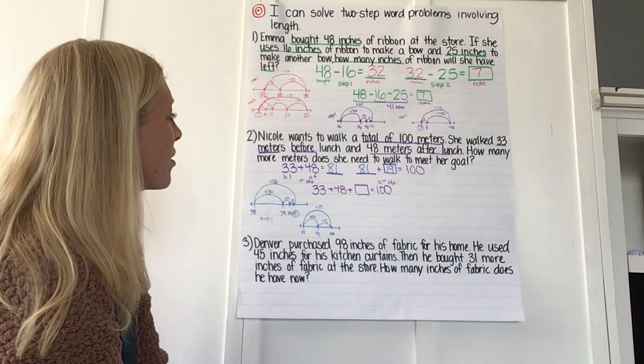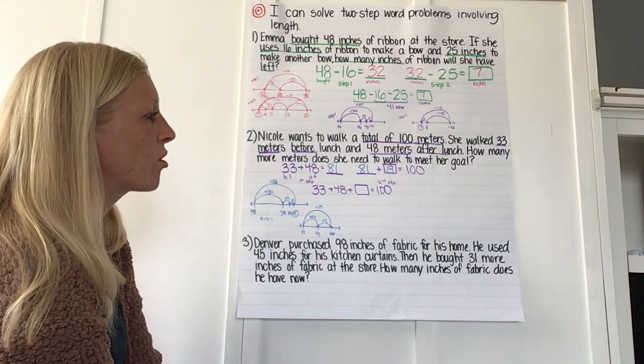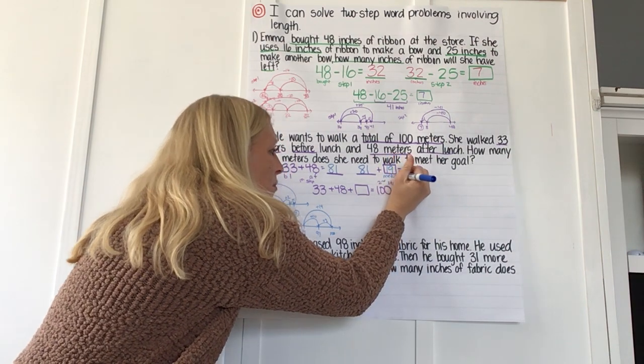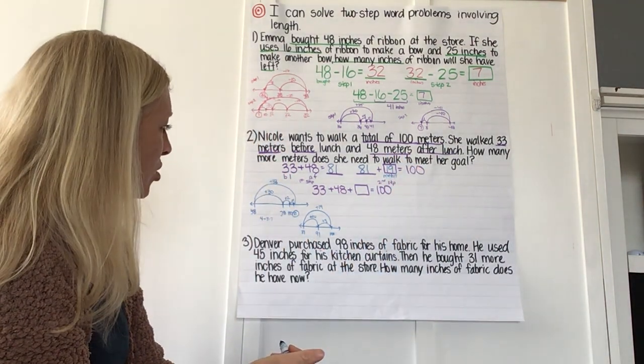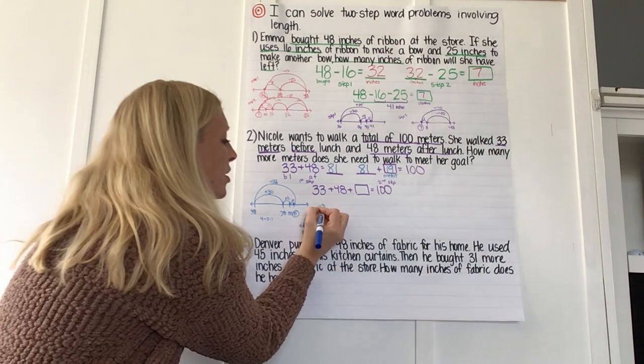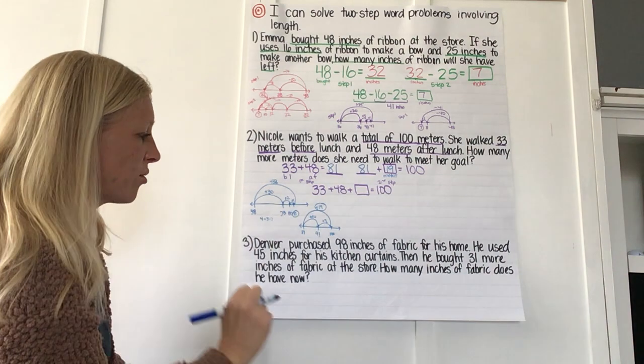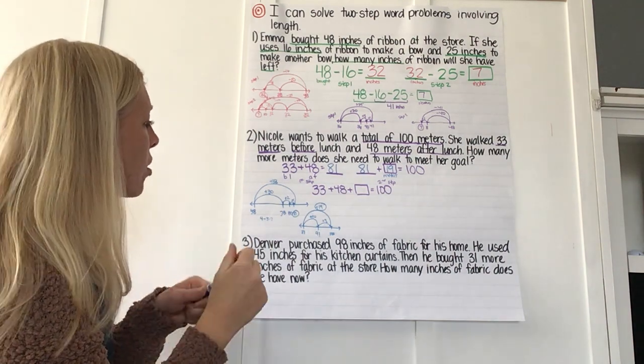So how many more meters does she need to walk before she meets her goal? She needs to walk 19 more meters. She's almost there, isn't she? Okay, so we're going to circle that because that's what we're shooting for. We're shooting for that answer. We're circling that unknown in our problem, in our work.